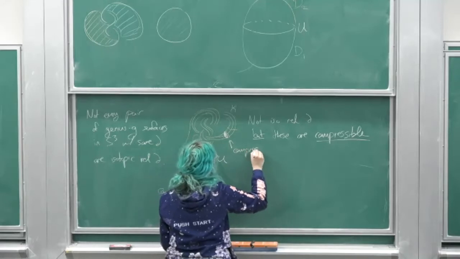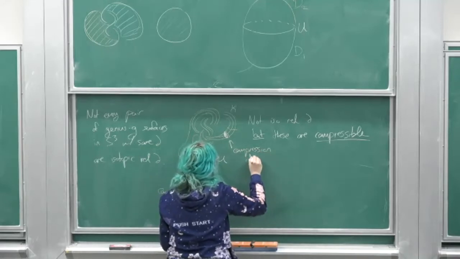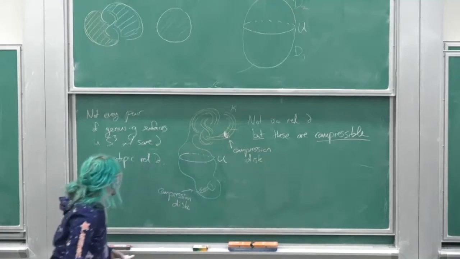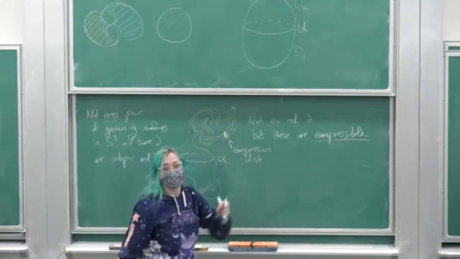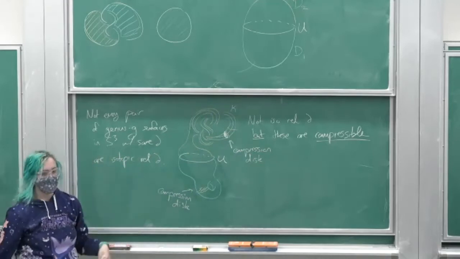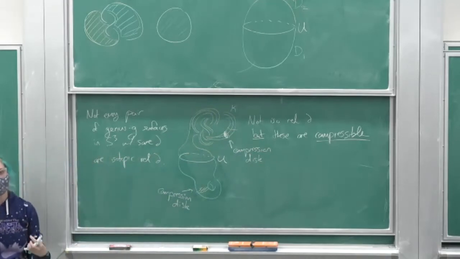Compression disk. So even though these two genus one surfaces are not isotopic, I could compress them and they would become disks, which would then be isotopic rel boundary. So they aren't the same, but they're basically the same. The difference between them is kind of not interesting.